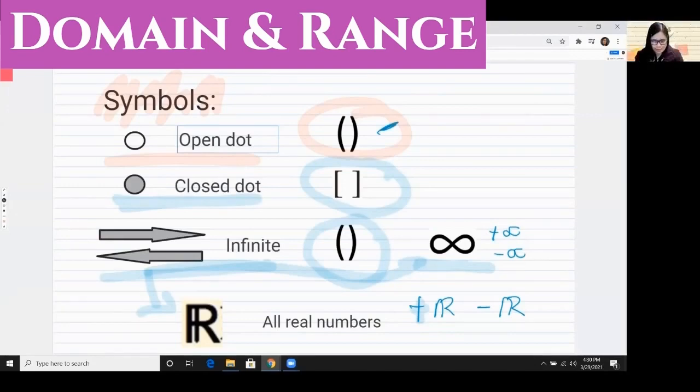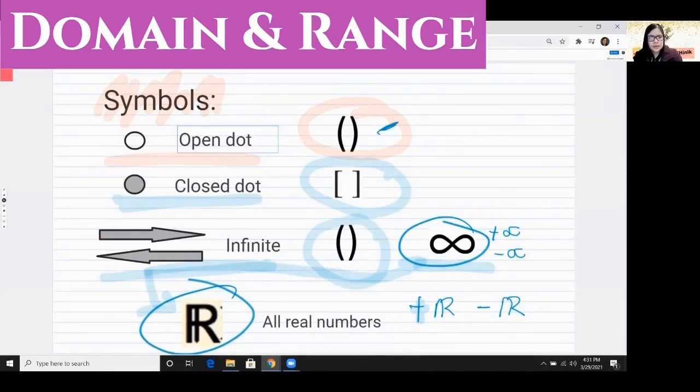Again, I will repeat, for the arrow, if you see an arrow on the graph, they frequently use the infinity symbol and the all real number symbol, which is the R. Okay, so take note of those symbols. Open dot is a parenthesis, close dot is a bracket, and then the arrow is a parenthesis.